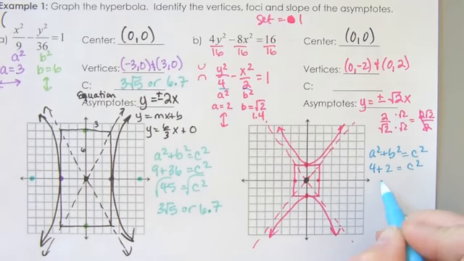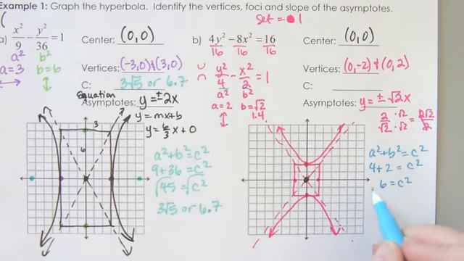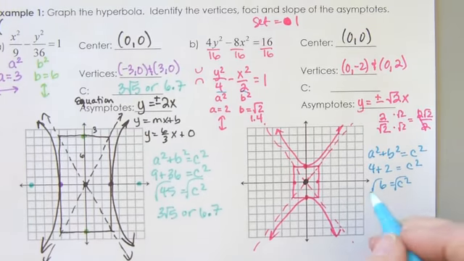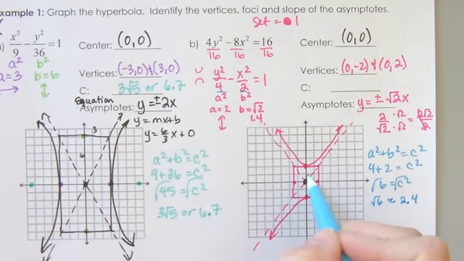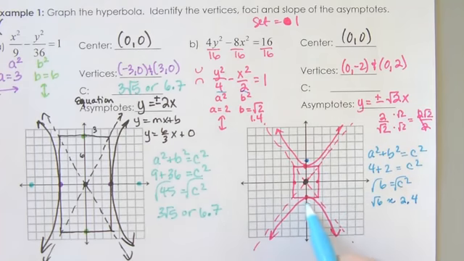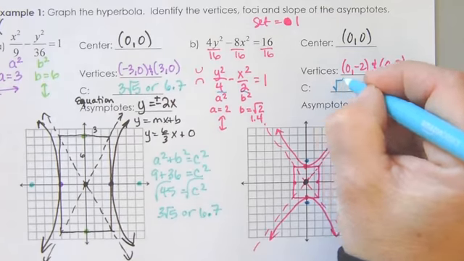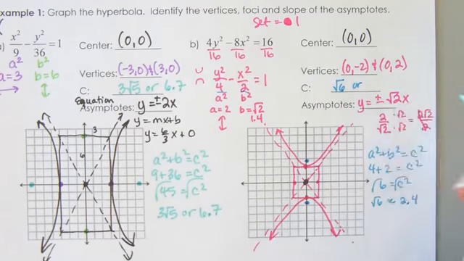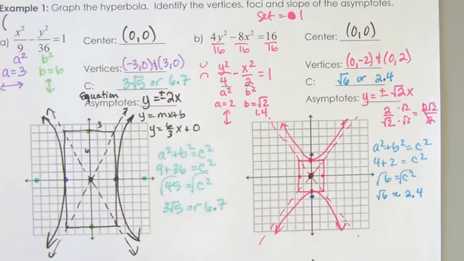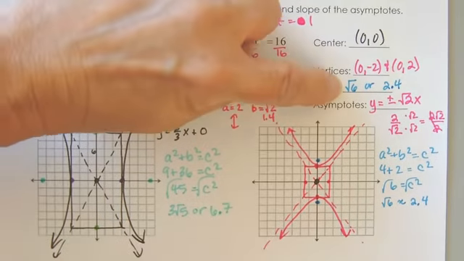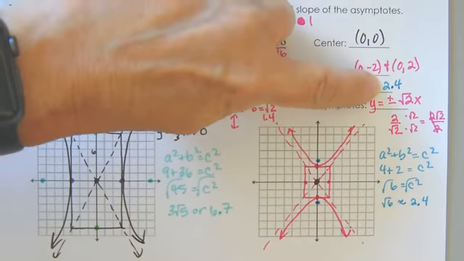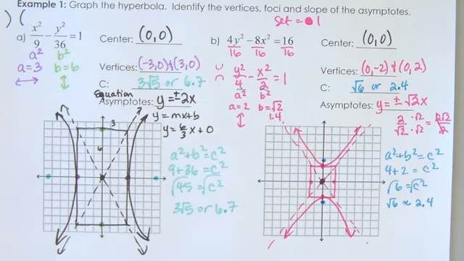4 plus 2 is 6. And if I take the square root of 6, I get radical 6, which is about 2.4. So from here I would go up 2 and a little bit, down 2 and a little bit. So my c value is either radical 6 or 2.4. Again, it's going to depend on what I'm asking for, if I want it in an exact form or if I want a rounded form. Let's try one more.